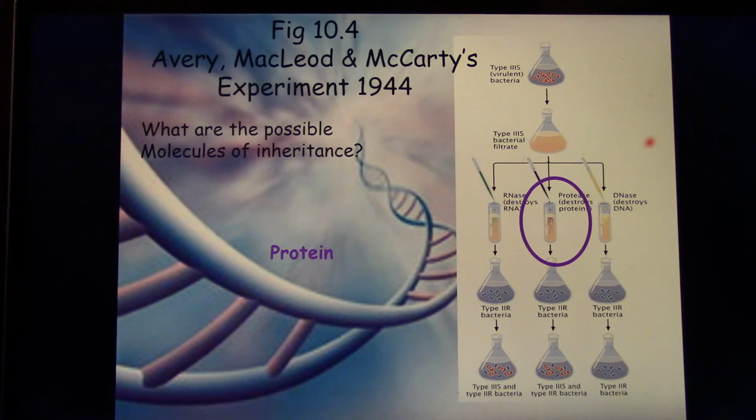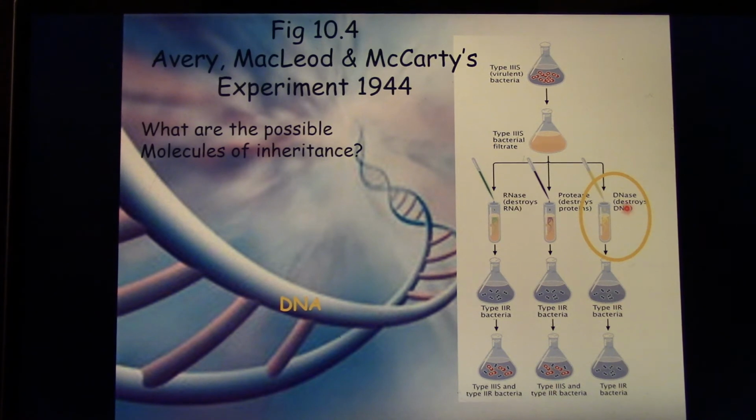So then they got rid of protein using protease, which is an enzyme that's going to destroy protein. They took the rough strain of bacteria again. They exposed it to this filtrate that they treated with protease, and they still got transformation to the S strain. So that meant that when they got rid of protein, protein had nothing to do with this transformation. So RNA, get rid of it, still get transformation. In the absence of protein, still get transformation. So there's one molecule left, and that was DNA.